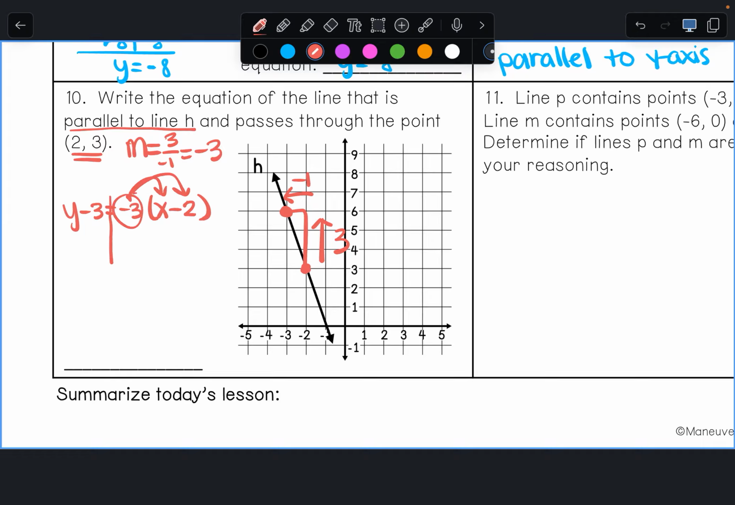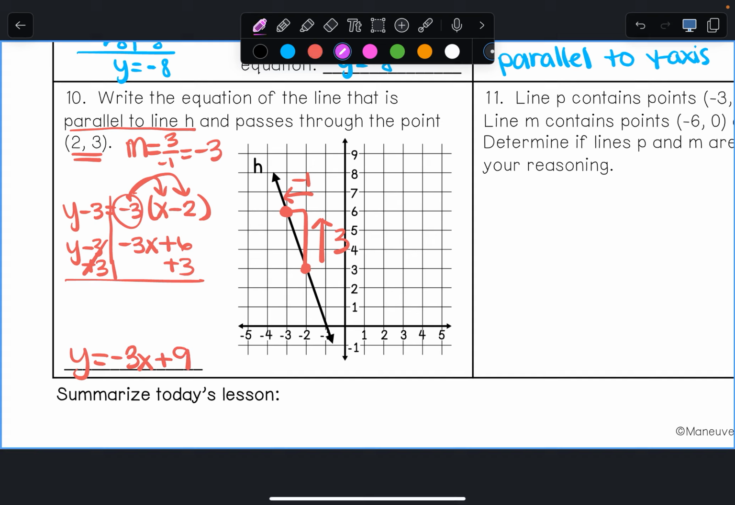-3 times x, -3x, -3 times -2 is what? +6. And then add 3. So your final equation is y is equal to -3x plus 9. Questions?